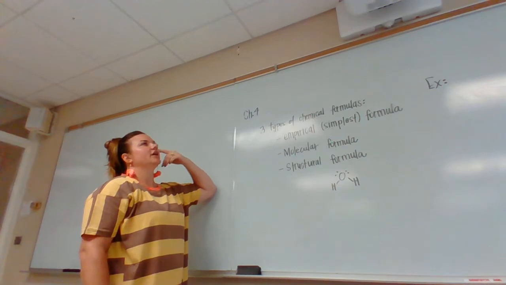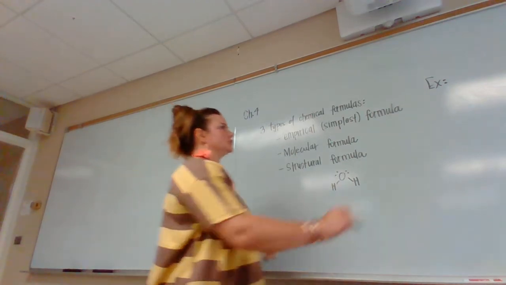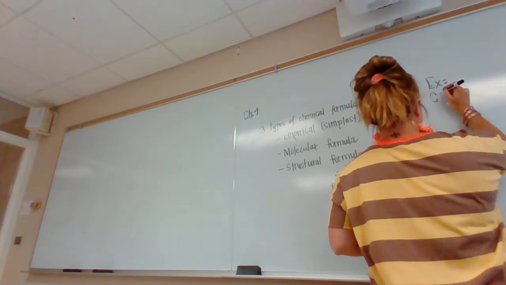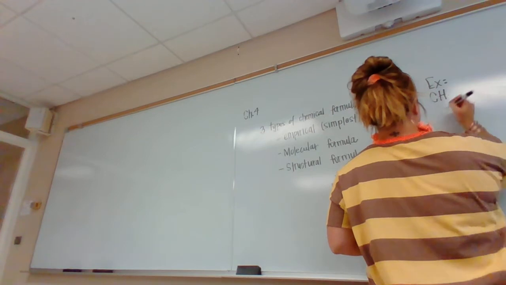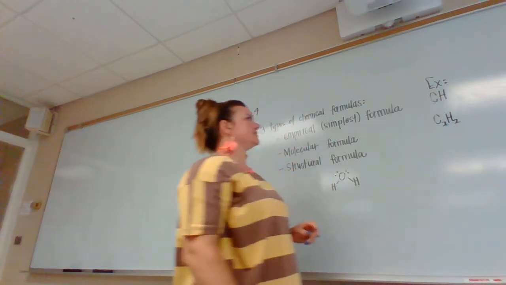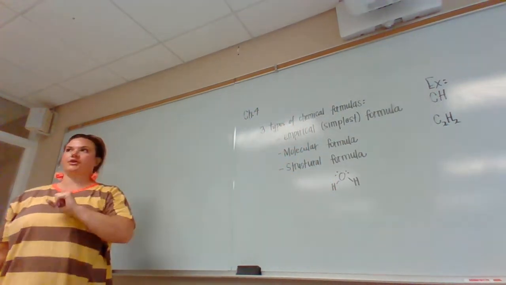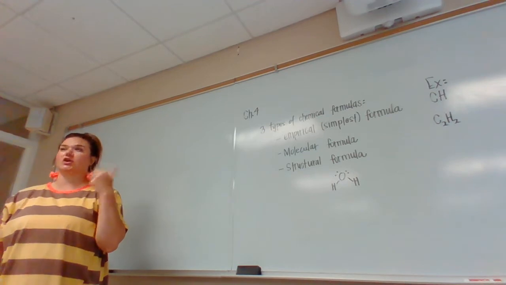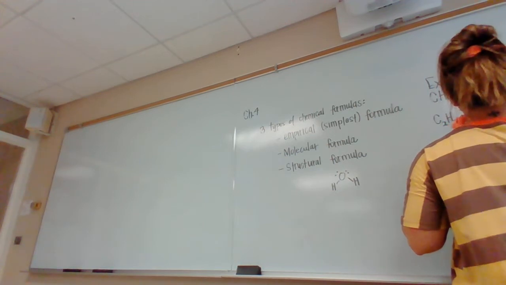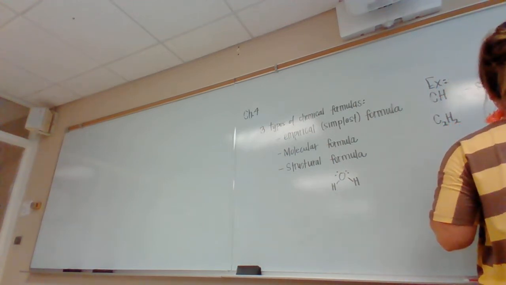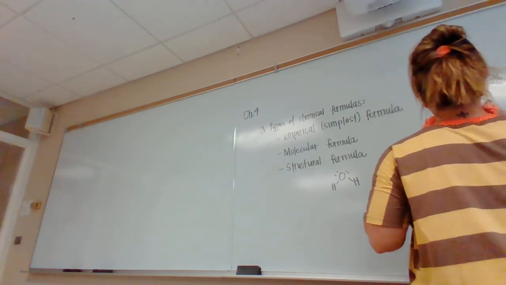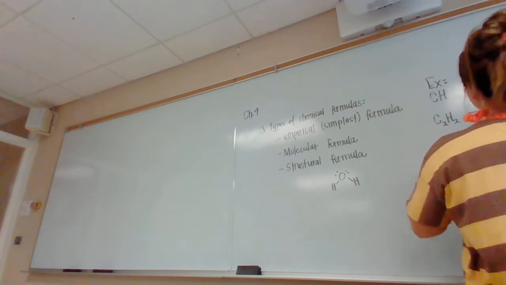But let's see, I'm trying to think of a good example. Is this the empirical? Yes. Alright, so the difference between molecular and empirical. Empirical will always be the smallest whole number ratio. Smallest whole number ratio. Molecular shows the exact number.